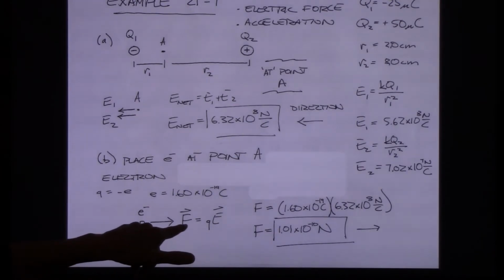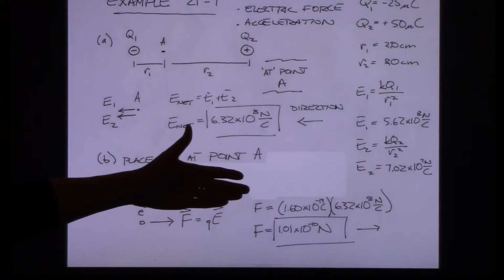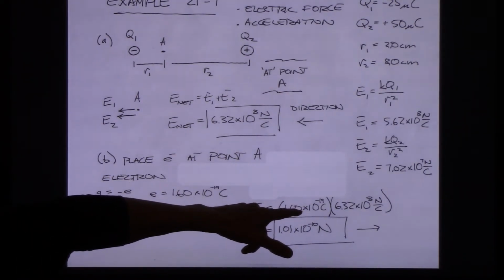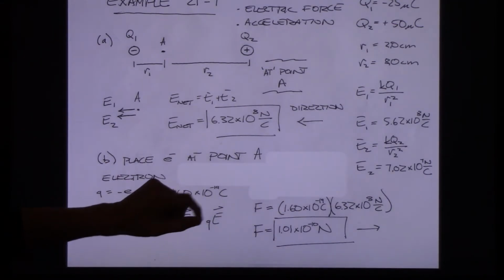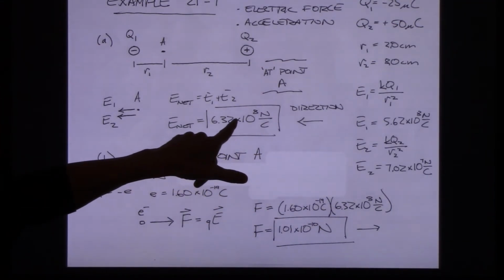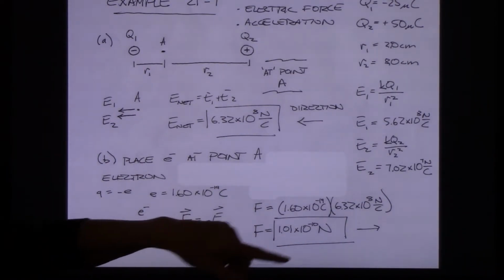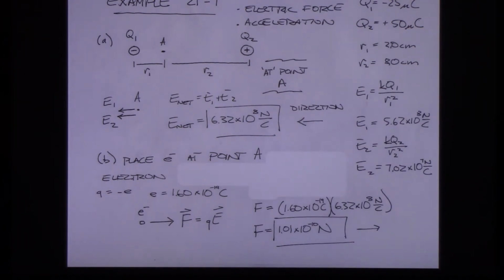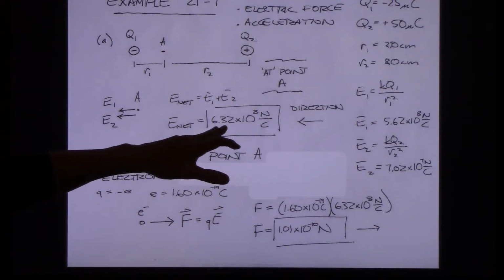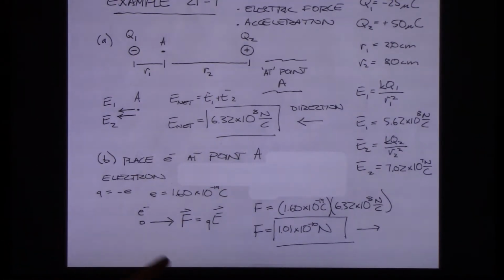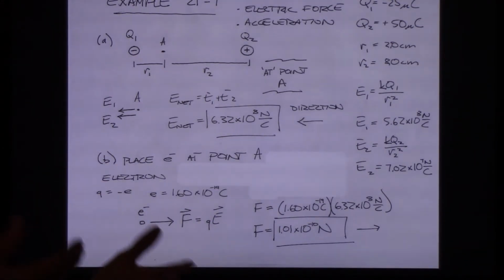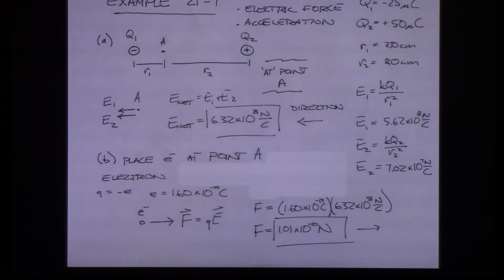And for the amount of force, I can use Q times E. So I'm ignoring the vector signs and taking Q, 1.60 times 10 to the minus 19 coulombs, times the electric field, and I'm getting 1.01 times 10 to the minus 10 newtons. Now, let's look at just some of the numbers themselves. How big is the electric field? Well, it's like 632 million newtons per coulomb.